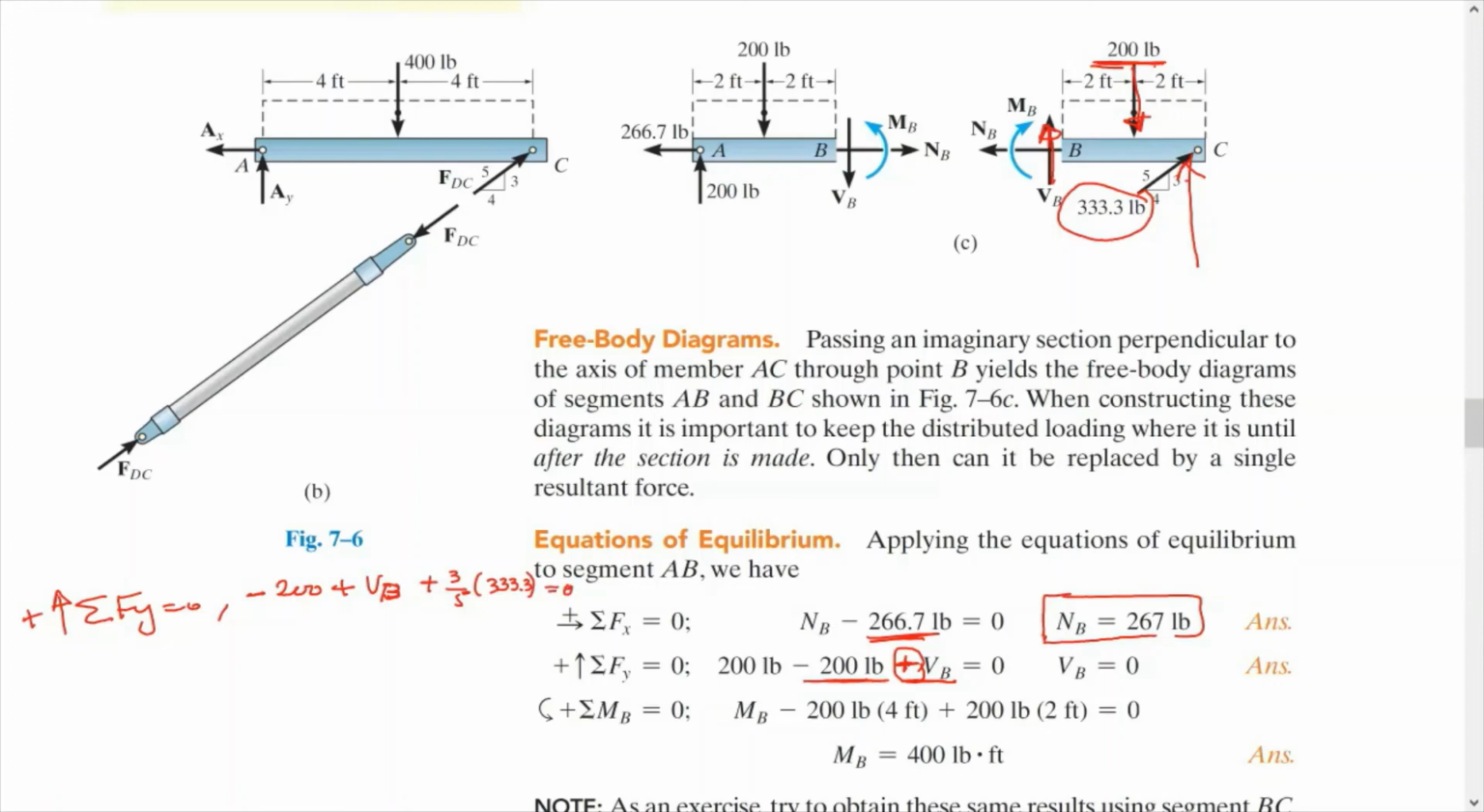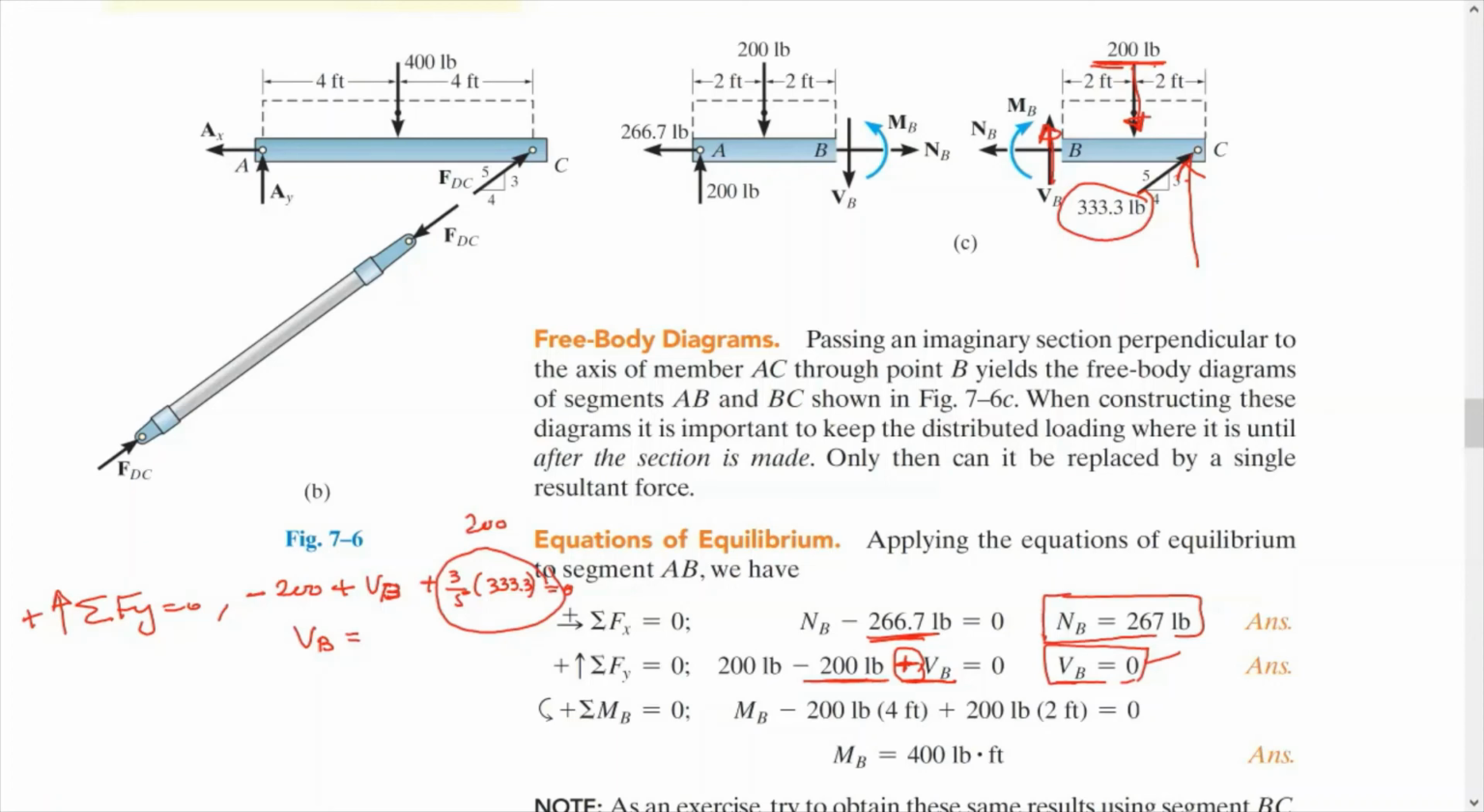So if we calculate this one, V_B is equal to 0, because this much is almost 200. This result is okay. Right now we still need to find the moment at point B.